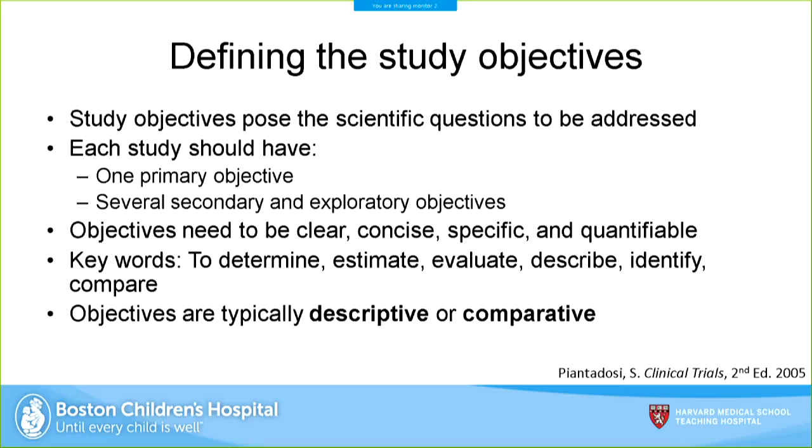When you're trying to write the objectives, you may consider some keywords: to determine, to estimate, evaluate, describe, identify, or compare. And there are other words you may want to use. But generally, a study aim or objective would begin with a statement to determine X, to estimate something. And if you think more broadly, we can split objectives into 2 general classes, descriptive objectives and comparative objectives.